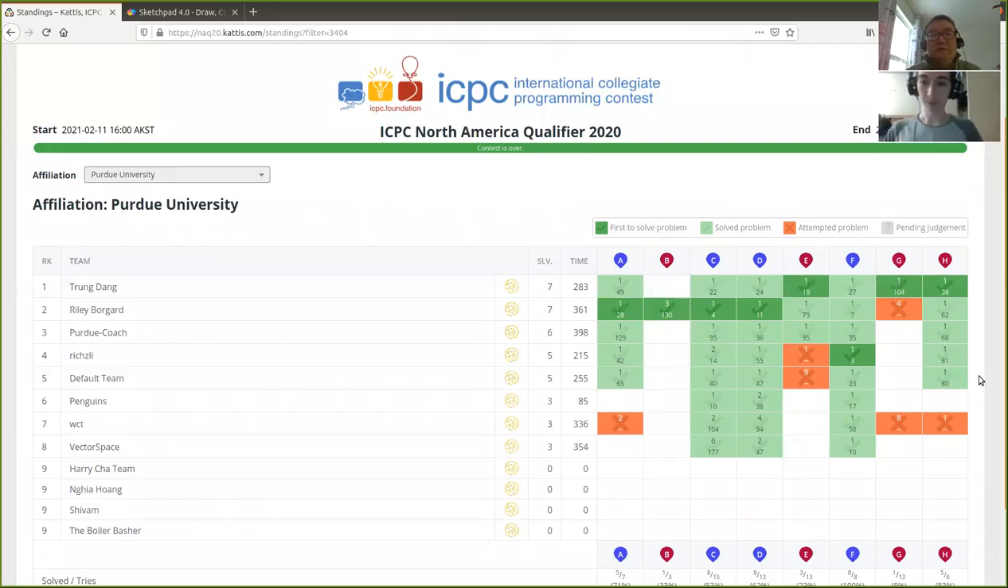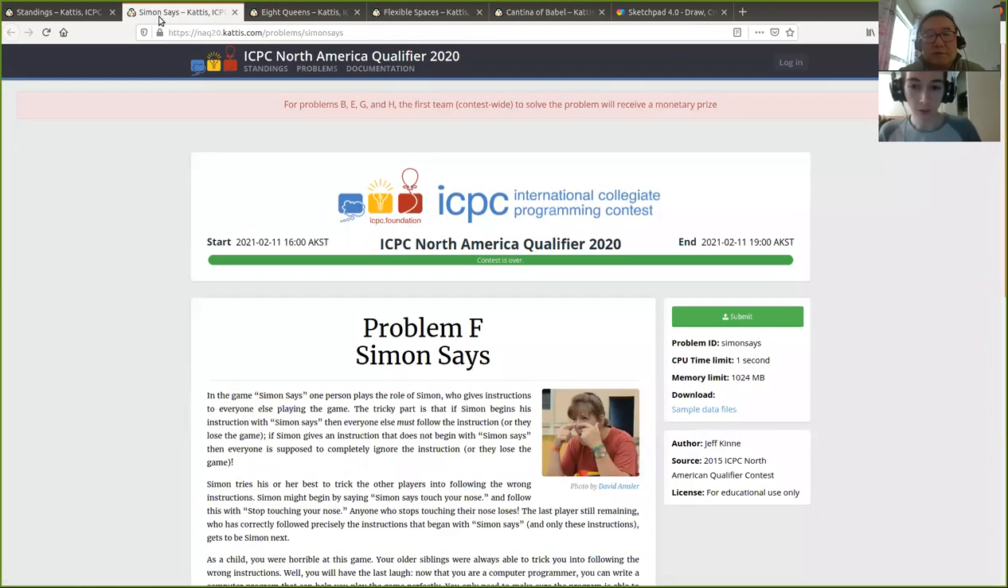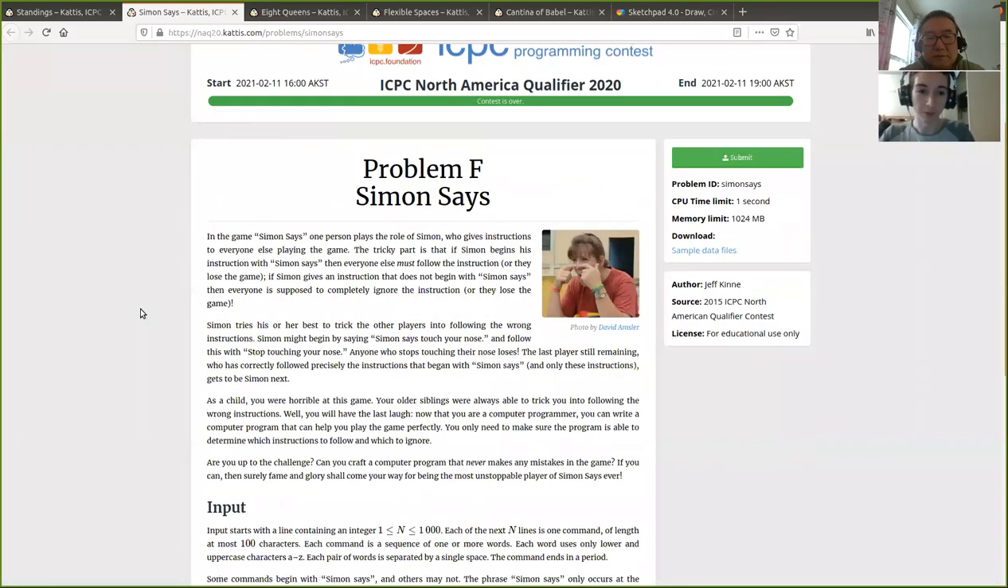Okay, ready. So I guess we'll start with the blue problems, which are the easier ones. I guess I'll pick an order. I think this would be the correct order. So first is the problem Simon Says, which is pretty straightforward.